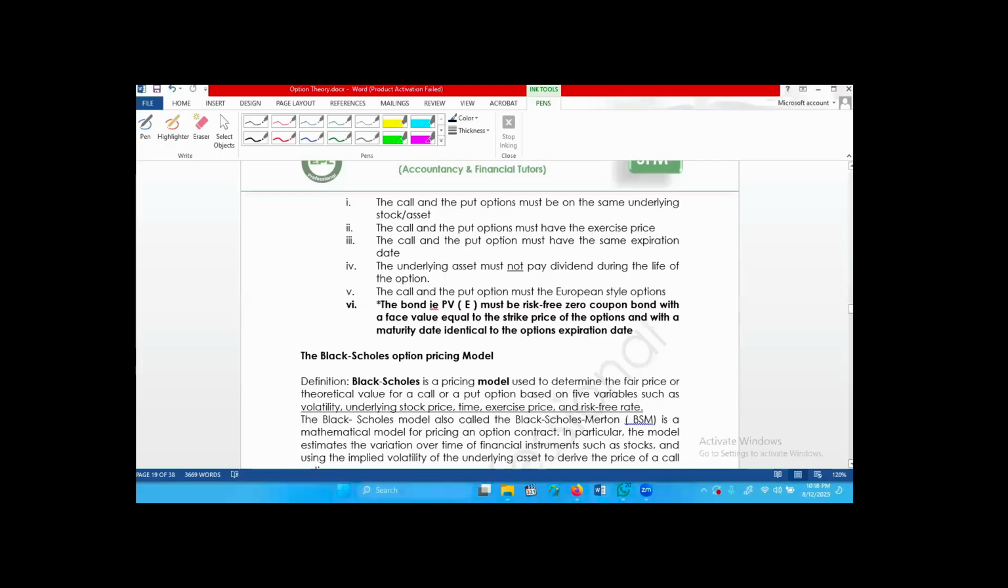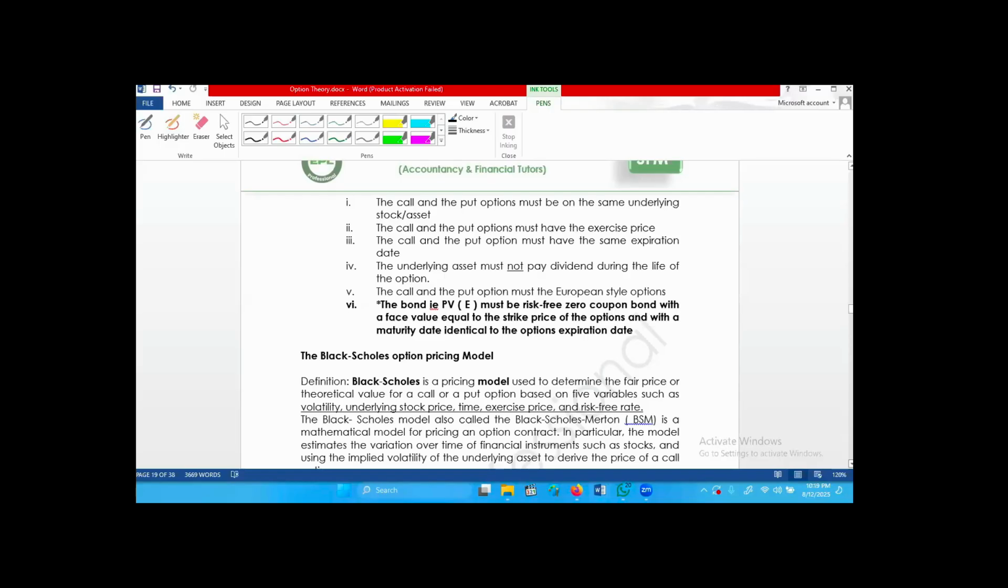The Black Scholes option pricing model is a mathematical model that is used to determine the fair price or the theoretical value of a call or put option based on 5 input variables.